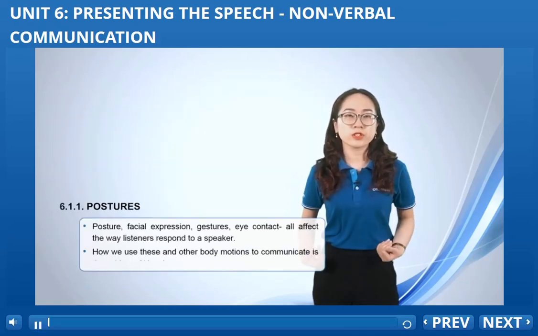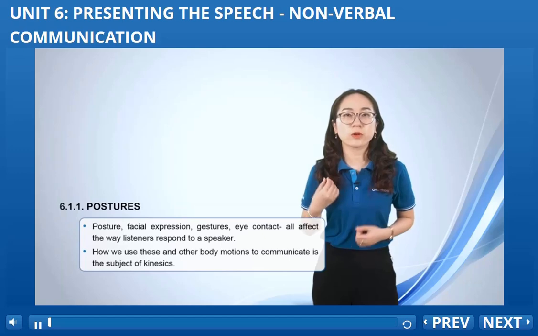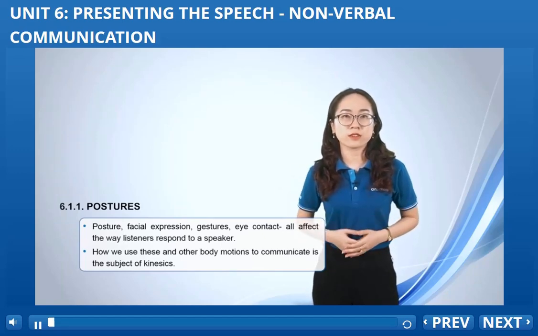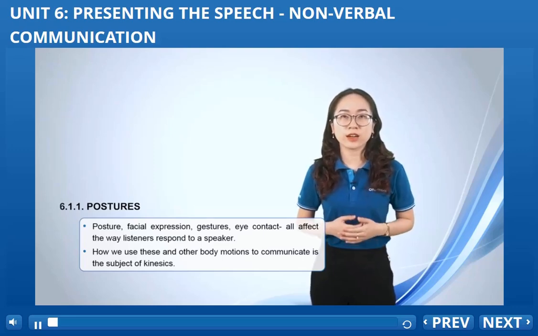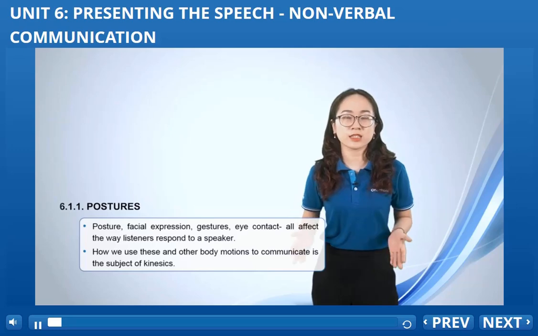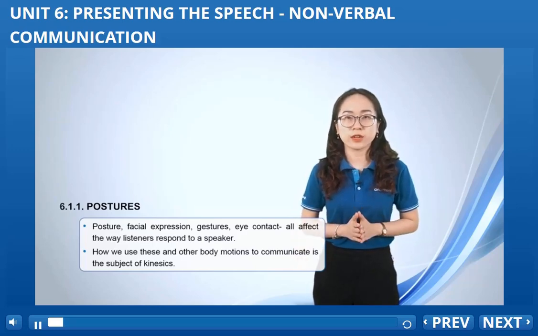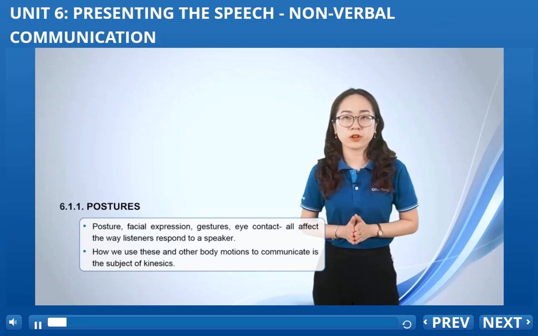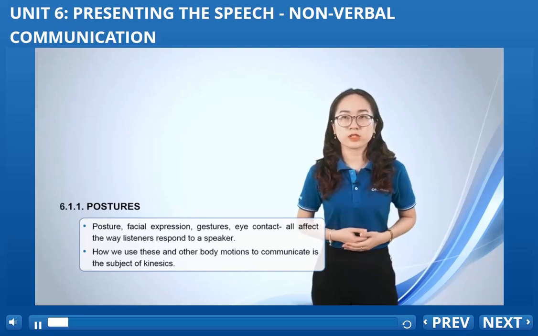So the posture or the facial expressions or the gesture or eye contact all affect the way listeners respond to a speaker. And how we use these and other body motions to communicate is the subject of kinesics. So let's watch the video and see how good and bad posture of the speaker can affect the speech.